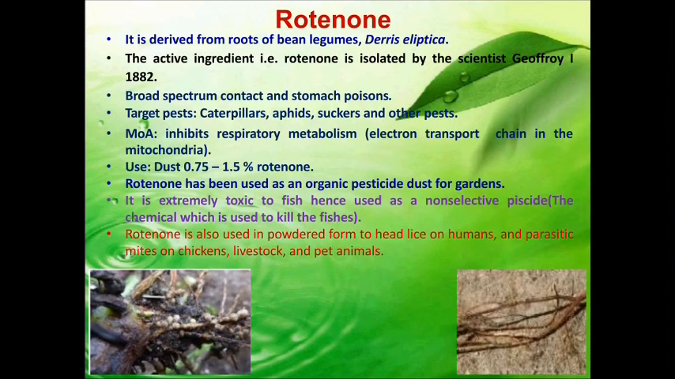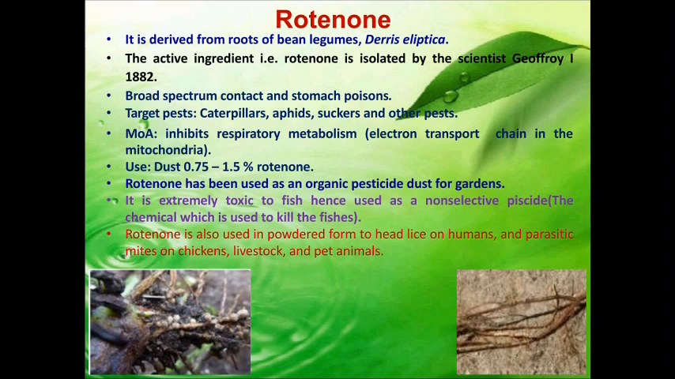Next is rotenone. Rotenone is derived from the roots of a bean legume, Derris elliptica. Rotenone was isolated by the scientist Geoffroy. It is a broad spectrum contact and stomach poison, and it is very effective against sucking pests and caterpillars.